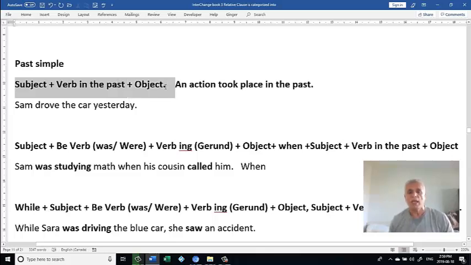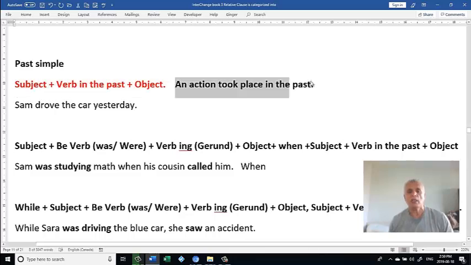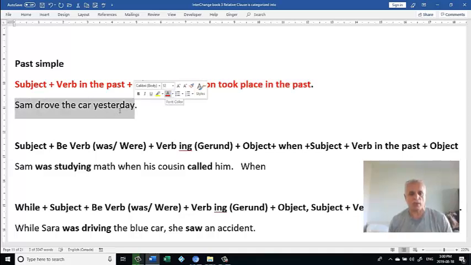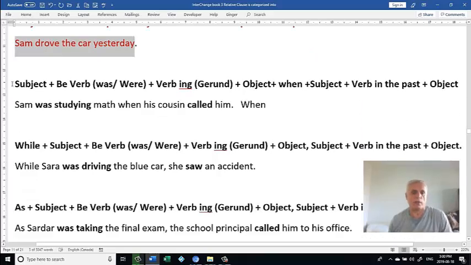Then we have object. An action, we call this one, an action that took place in the past. Could be for one time. In the past, even before 1 second, we call it the past. Sam drove the car yesterday. When did he drive? He drove it yesterday, maybe for one time.